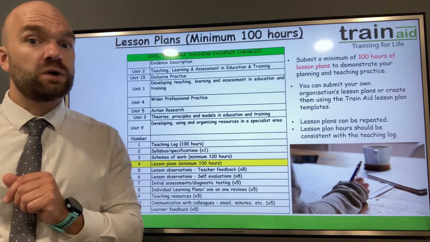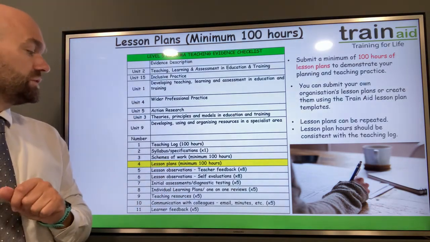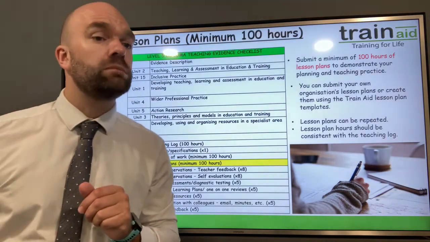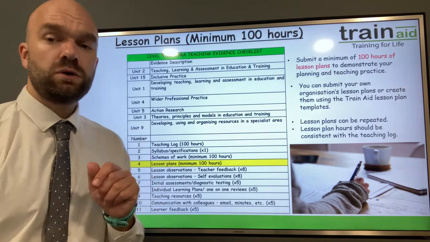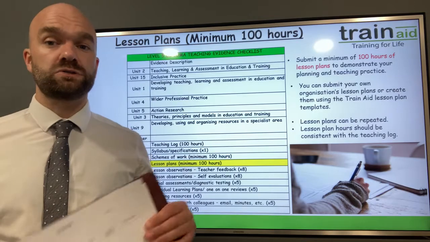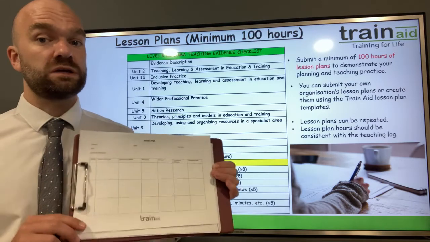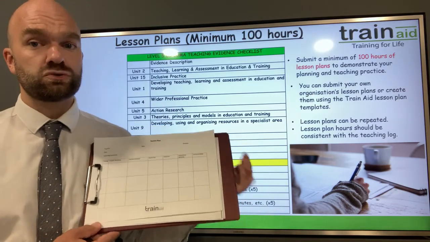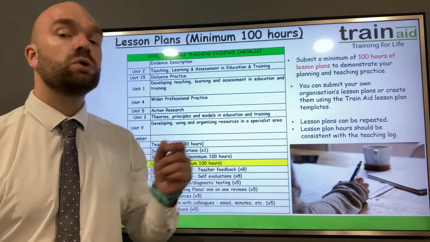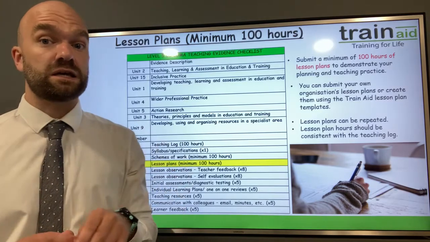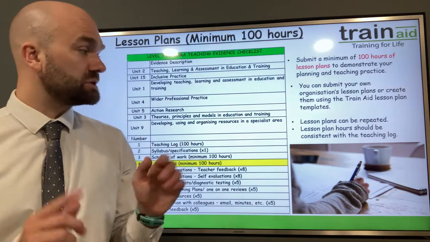As we know, we are looking at criteria number 4 within the Level 5 Diploma. This is demonstrating a minimum of 100 hours of teaching practice. So we are looking for you to submit a minimum of 100 hours of lesson plans. If you're new to lesson planning, you might want to consider using the templates provided by TrainAid and TQ UK. That's absolutely fine. If you're using your own organisation's lesson plans, fantastic. You can of course submit them and the marking team will review them absolutely fine.